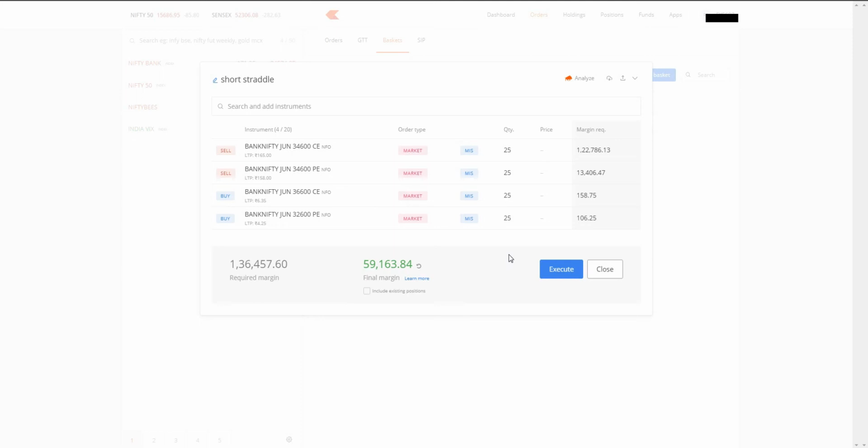And the second thing is, if you need to do two lots of the short straddle, consider if I am doing two lots of this strategy, it would require more than 1.3 plus 1.3, around 2.6 lakhs.